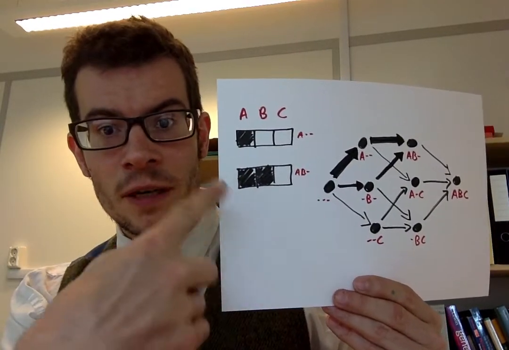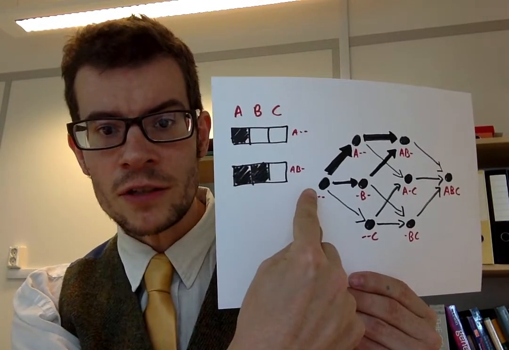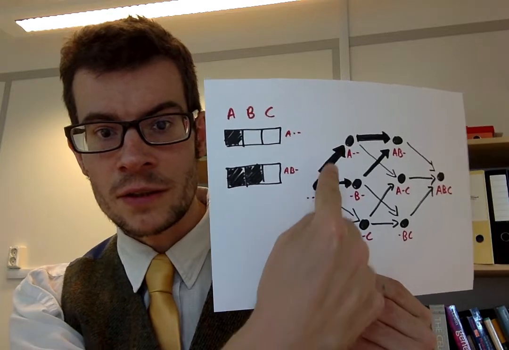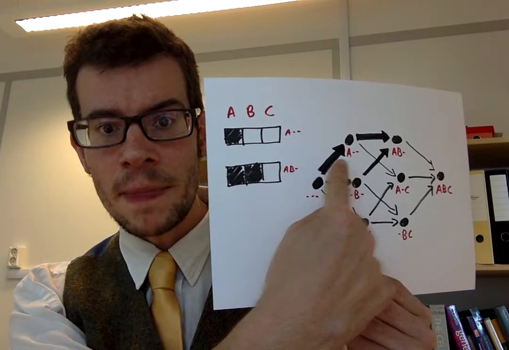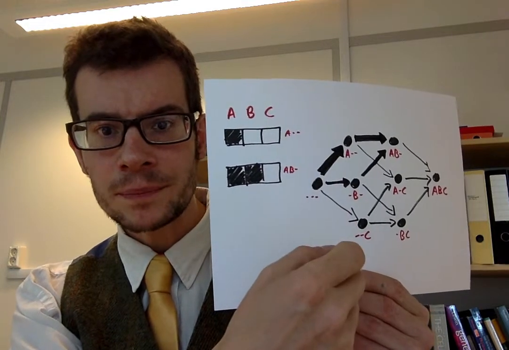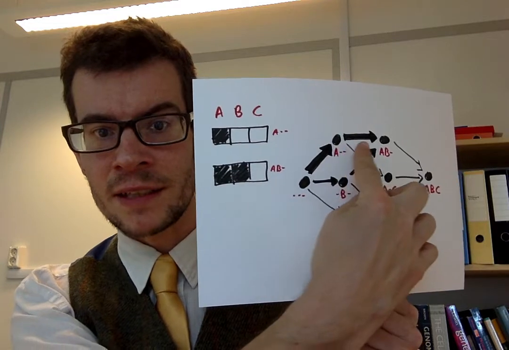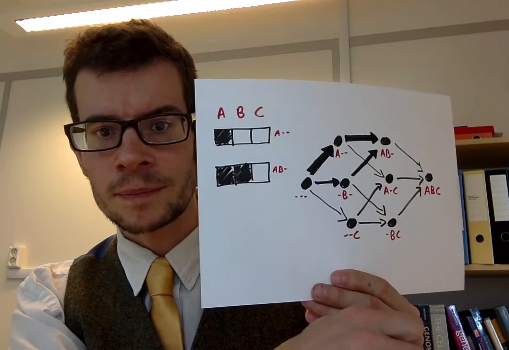So given these observed patterns of drug resistance, we might infer that this transition from no resistance to resistant to drug A is a very likely step. So I've given it a more weighted arrow. Then going from A to both A and B is also quite a likely step. So I colour in this arrow quite dark.